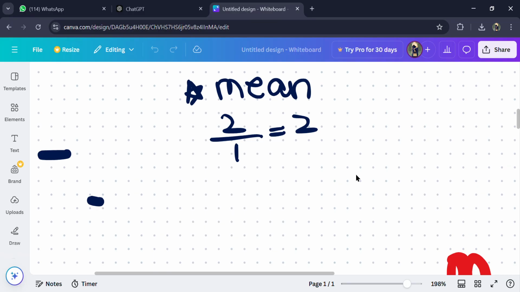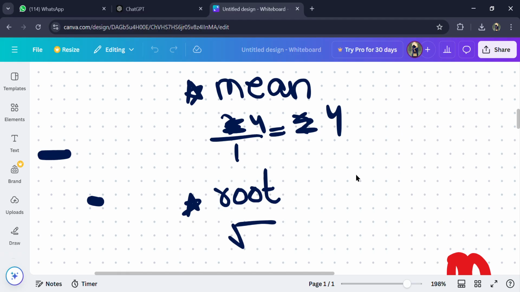Then third would be its root. We'll take the root of 4. Sorry for the inconvenience, the mean was 4. So now you'll take its root. The root of 4 is equal to 2. So this would be the final answer. That's how you take the root mean square value.